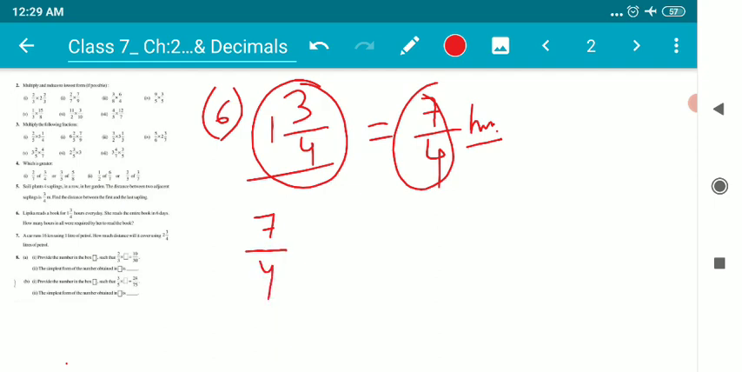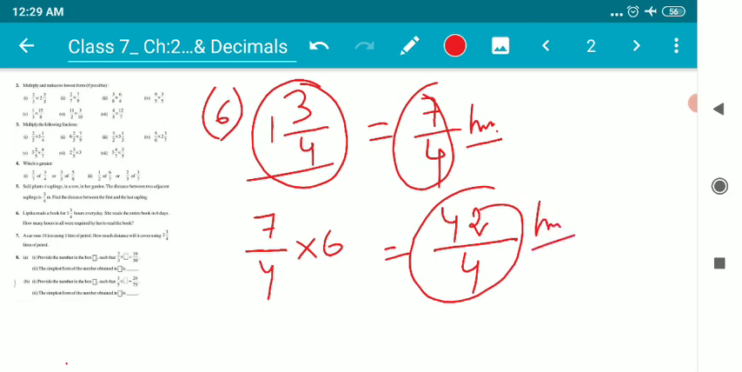7/4 into 6, because whenever we go for such questions, we always multiply. So 6 days means 6 sevens are 42. 42/4 hours is the time we required to finish reading the book. So 42/4 hours means how much?